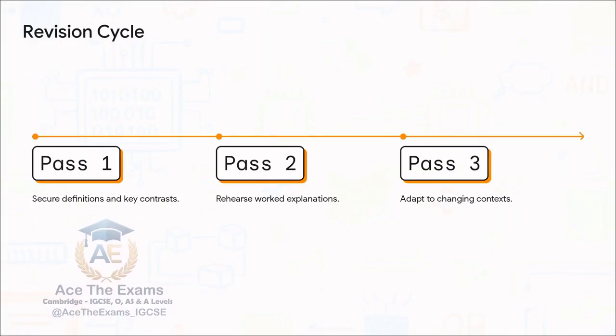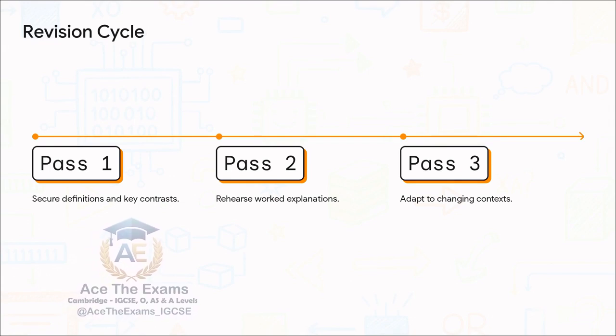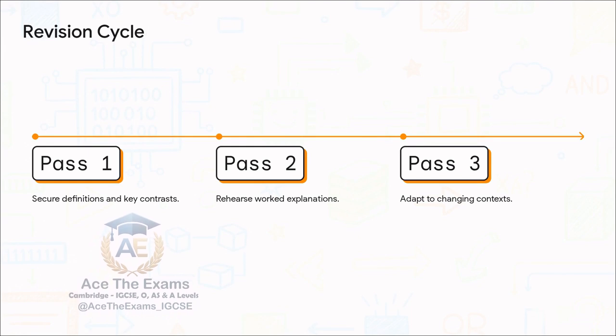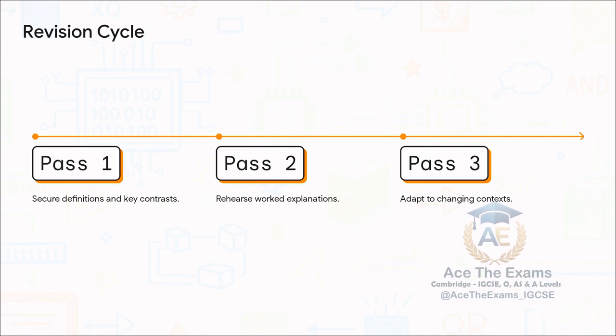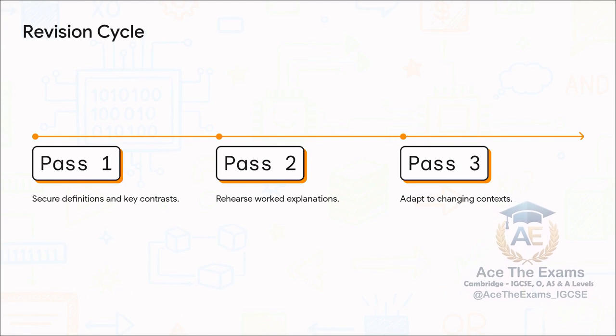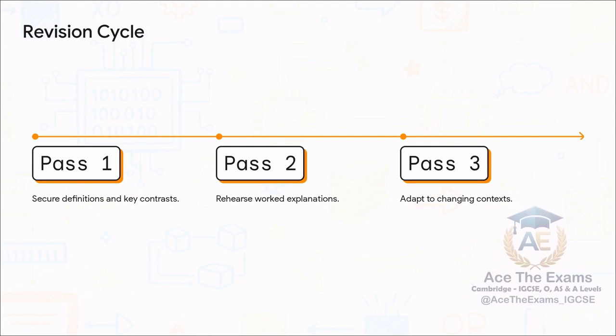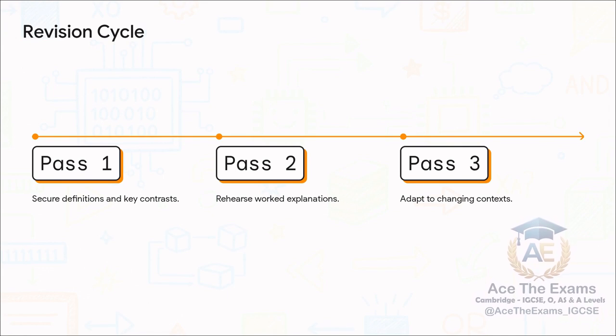So how do we practice this system before the exam? A high-quality revision cycle for hexadecimal representation involves these 3 passes. Pass 1 is where you secure your definitions and key contrasts. You nail down the difference between base 2, base 10, and base 16. Pass 2 is where you rehearse worked explanations. You practice drawing diagrams, reviewing truth tables, or writing out those perfect Peel paragraphs from memory dumps and MAC addresses.